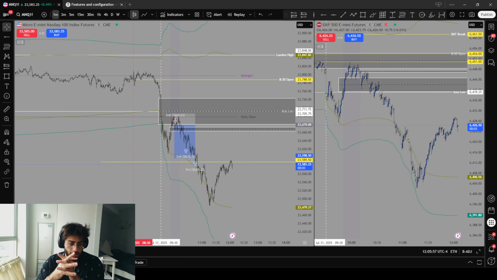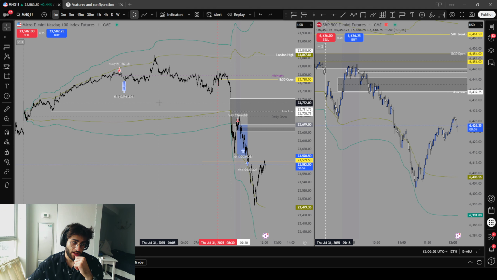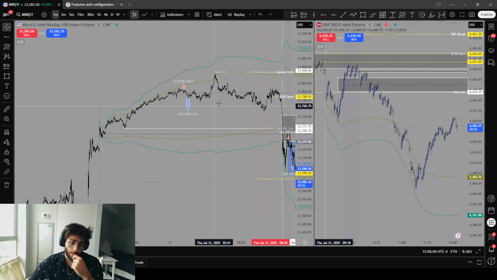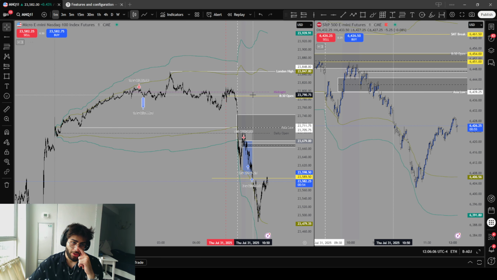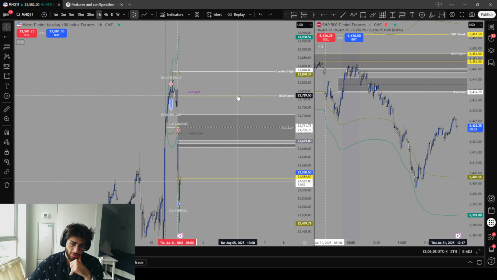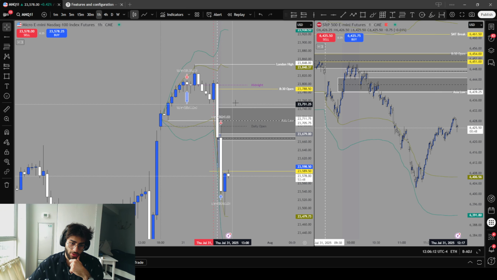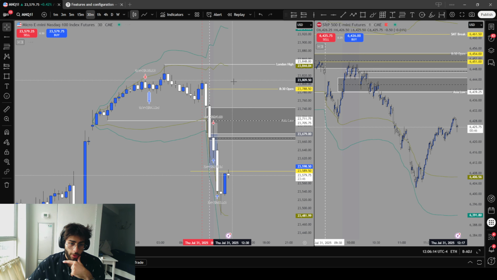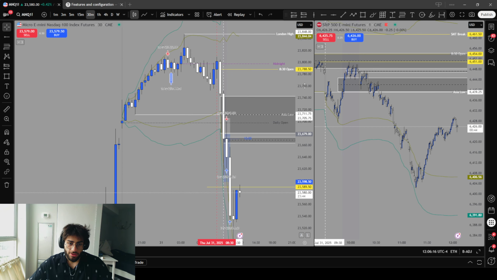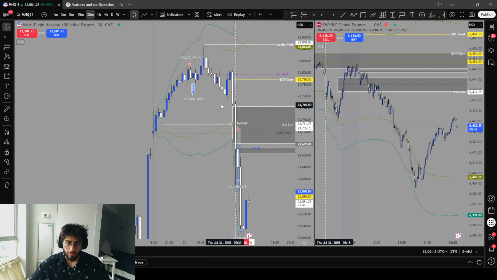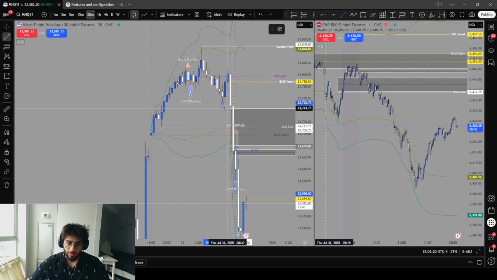All right, we're going to be talking about how I made 5K today shorting the Nasdaq. Let's actually begin with the market structure. First things first, I had said that I wanted to see shorts. Why? Well, because we had broken structure towards the downside on the hourly, sorry, half hour, as you can see.